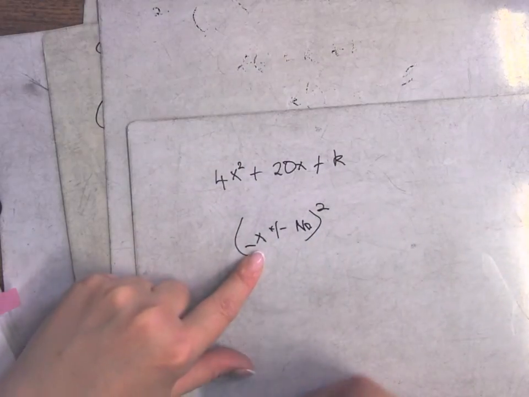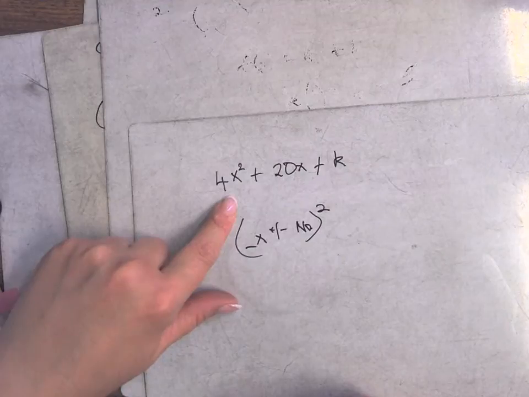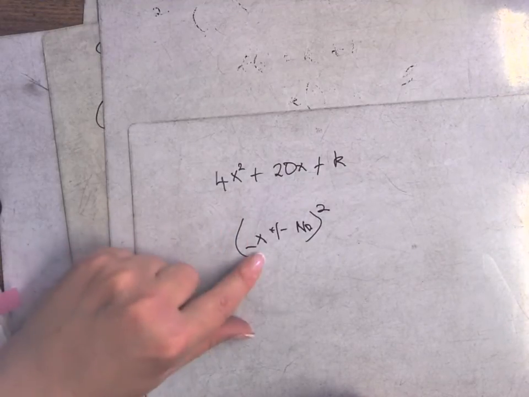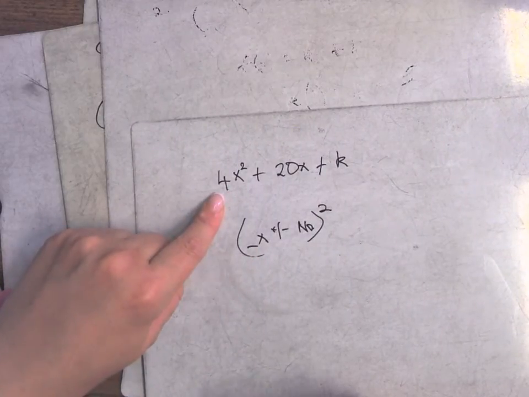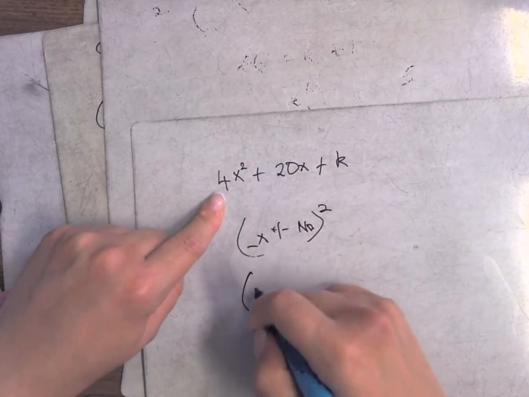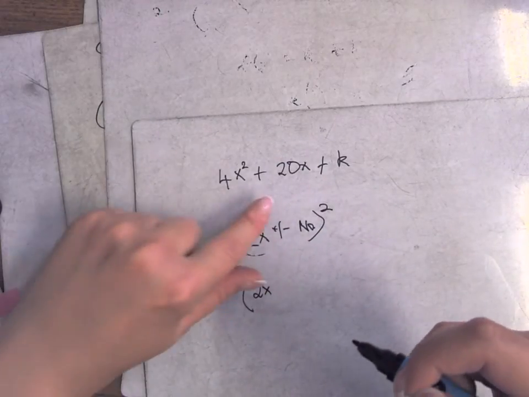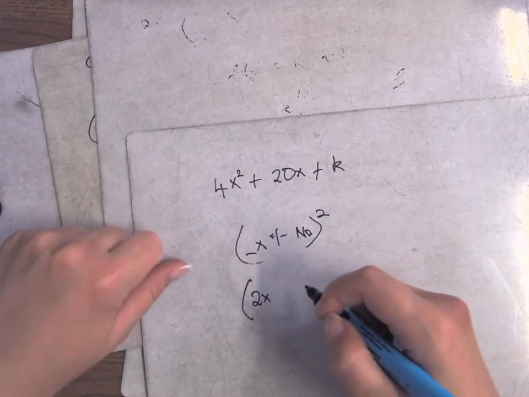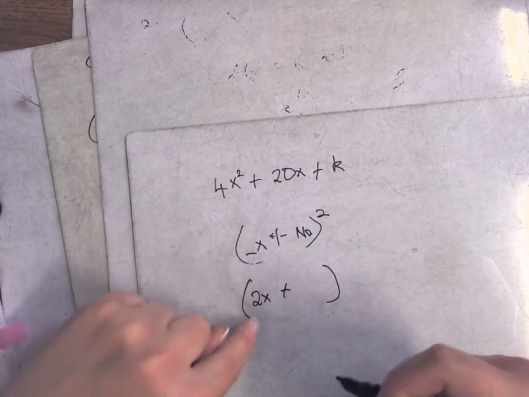Remember, what's the shortcut for this? Square the first and you get the first term. So what would the first term definitely be? Because you squared it and got 4x squared. The first term is 2x, isn't it? Right. What about the middle sign? Look, they're all pluses, aren't they? So it's going to be a plus. Right. Then you do twice the first by the second.